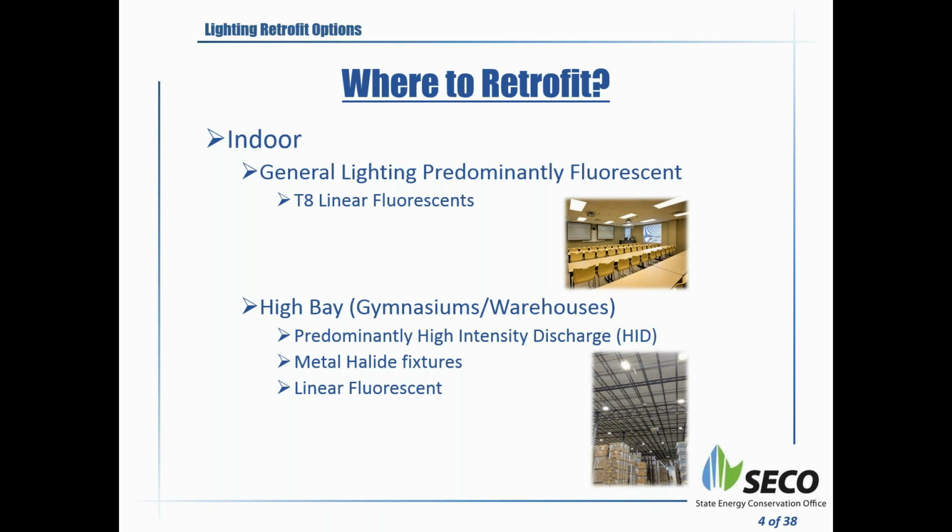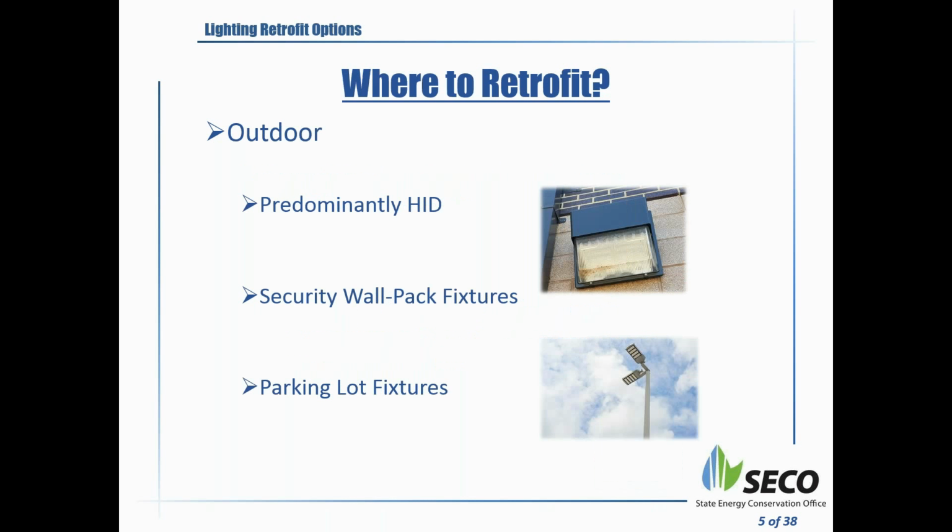Then you will see high bay lighting systems in gymnasiums and warehouses, which are predominantly high intensity discharge, which is also the metal halide fixtures. And then a couple of years ago, a lot of people started converting them to linear fluorescents. So these were T5 high output kind of fixtures. So this is where you're looking at the lighting retrofit.